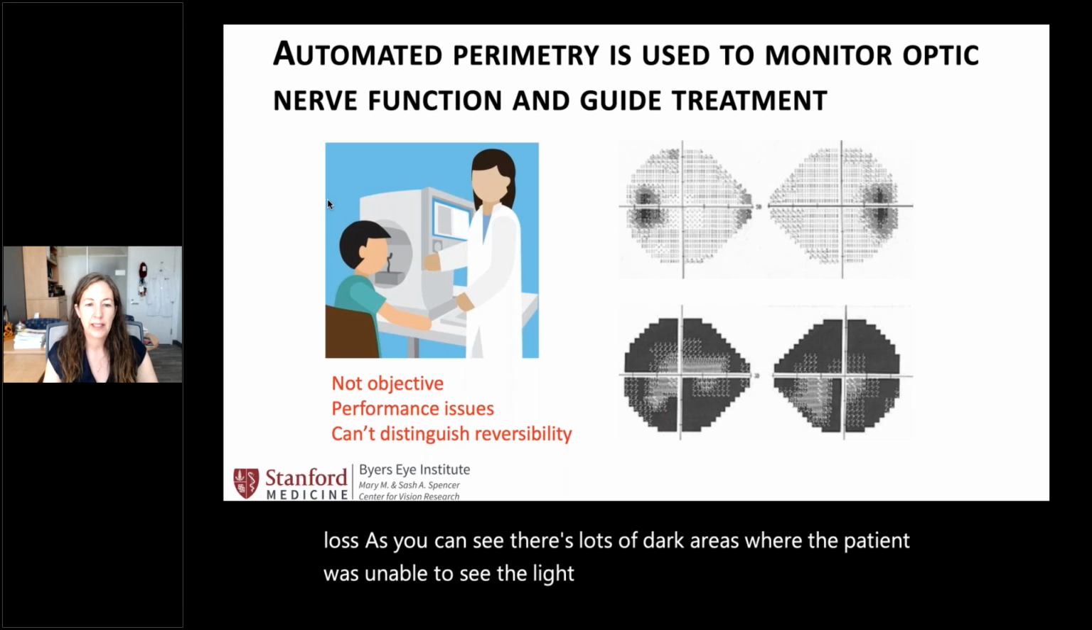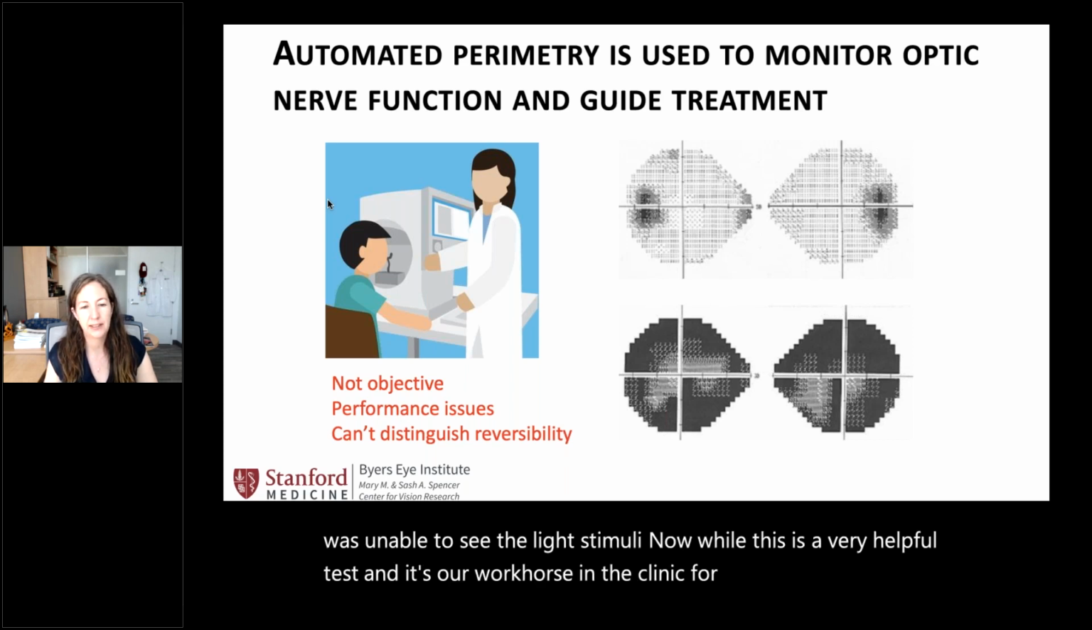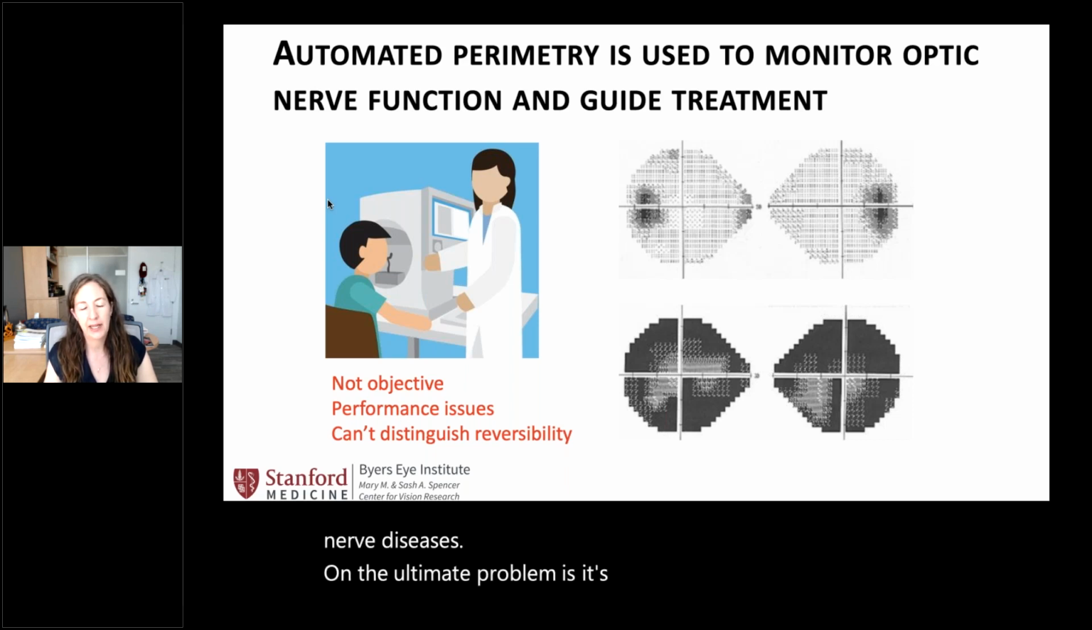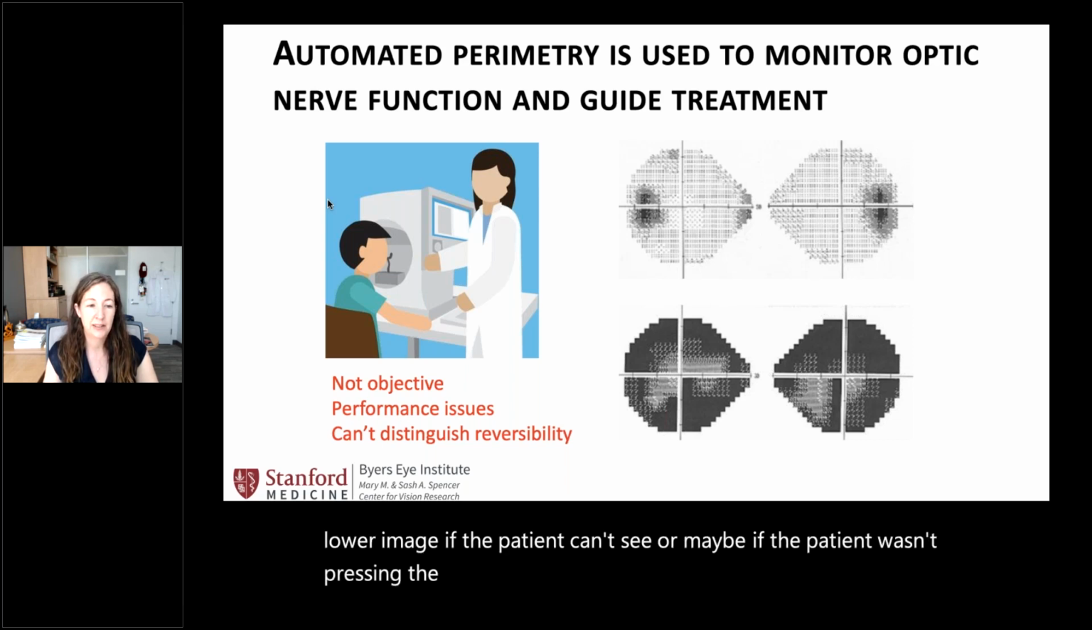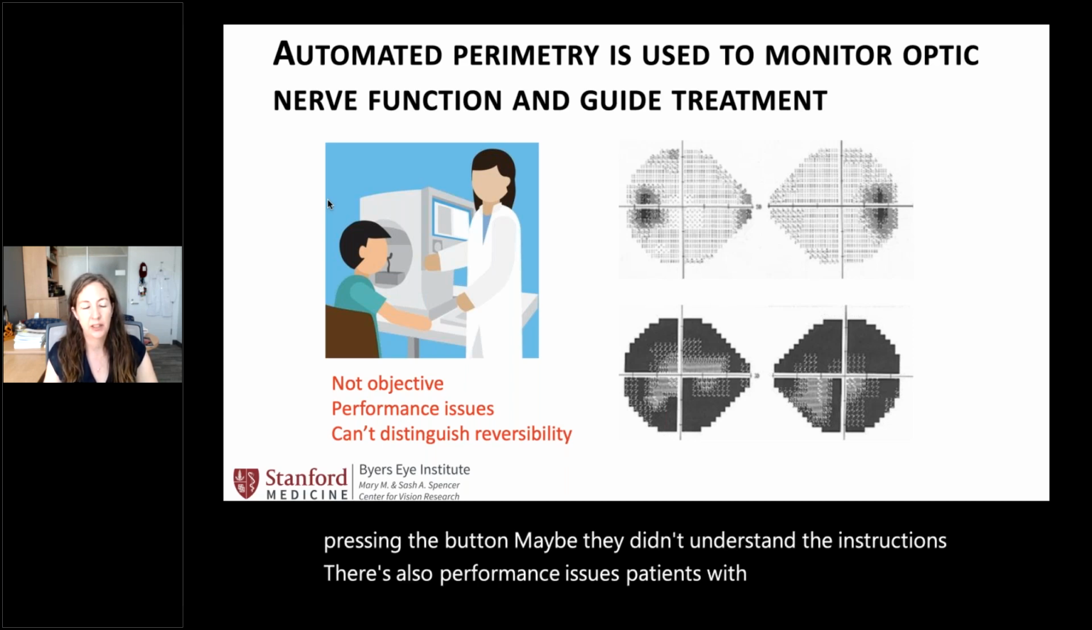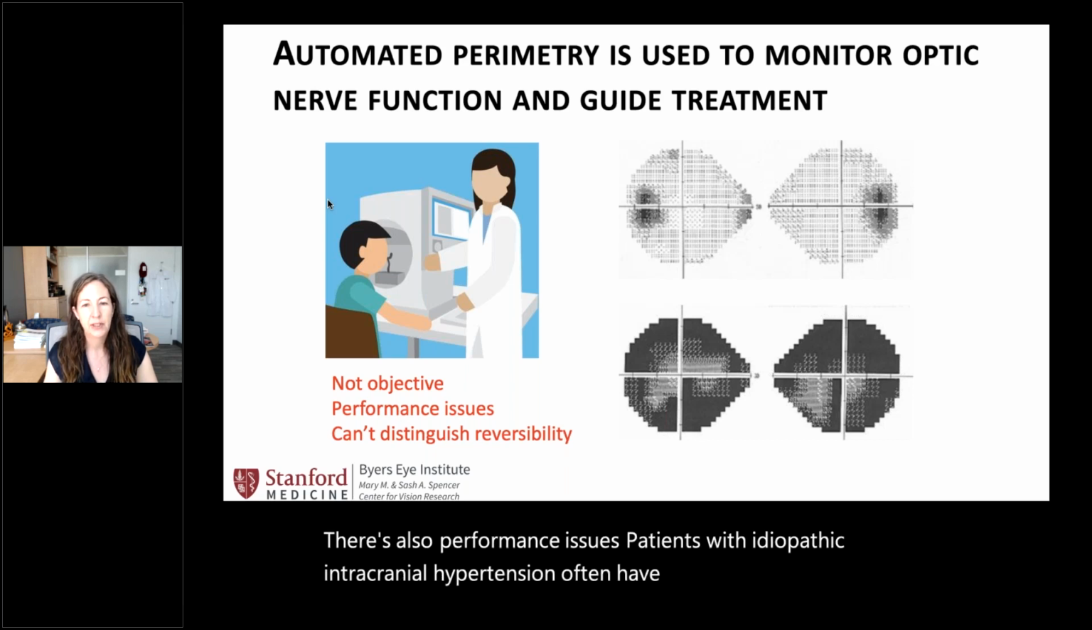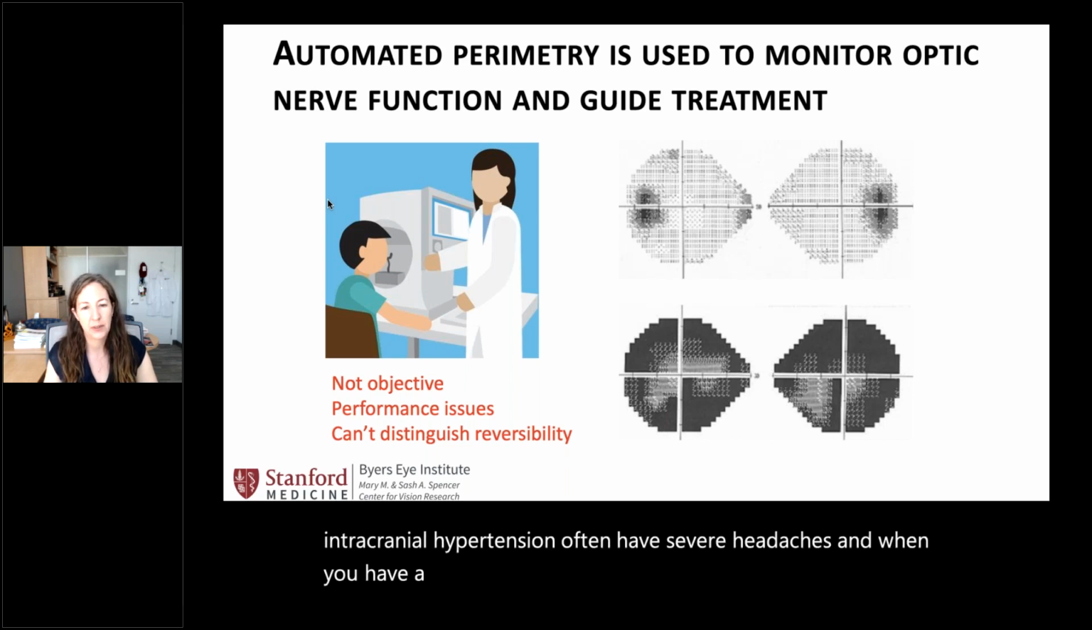Now, while this is a very helpful test and it's our workhorse in the clinic for many optic nerve diseases, the ultimate problem is it's not objective. I can't tell from that lower image if the patient can't see or maybe if the patient wasn't pressing the button. Maybe they didn't understand the instructions. There are also performance issues. Patients with idiopathic intracranial hypertension often have severe headaches. When you have a severe headache, it's very hard to participate in a test that involves a lot of flashing lights that you have to respond to.